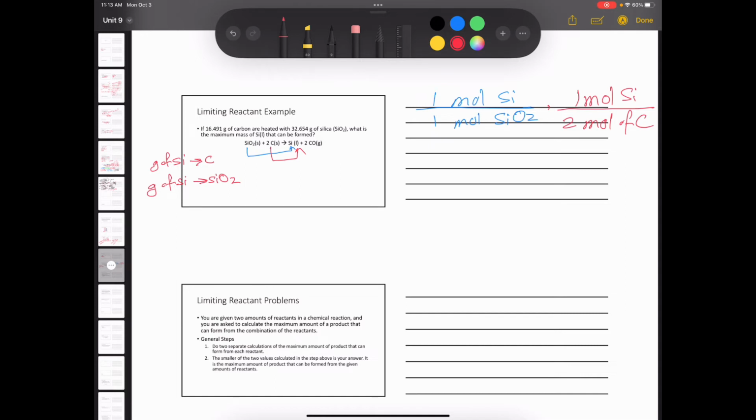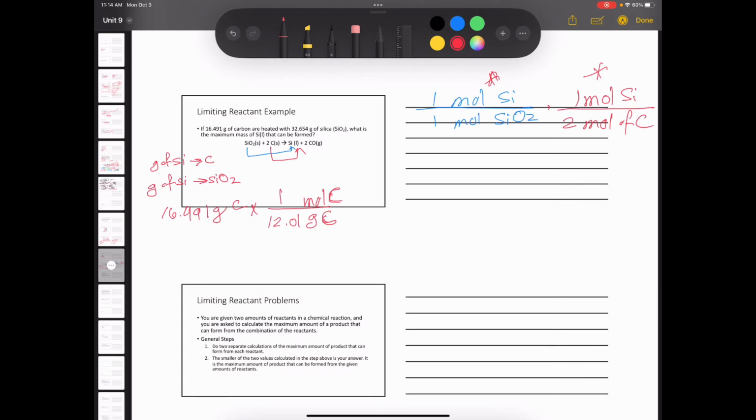So let's start with the carbon. With the carbon, I have 16.491 grams of carbon. But first, before I use my stoichiometric conversion factors, I need to convert my grams of carbon into moles. That will be coming from the periodic table. I have grams carbon and I have mole carbon. So this one is 12.01 grams for every 1 mole of carbon.